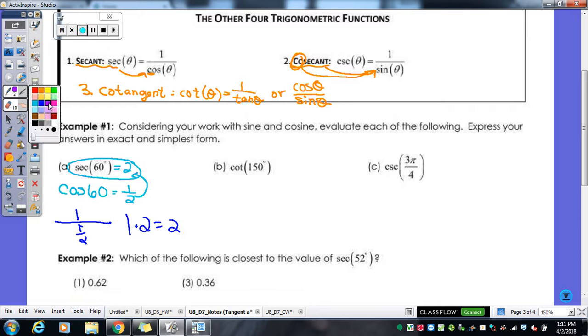All right, so cotangent. Cotangent, remember, is going to be cosine over sine. I won't have to end up flipping this one because I've already flipped it by putting cosine over sine. So what is our cosine value of 150?